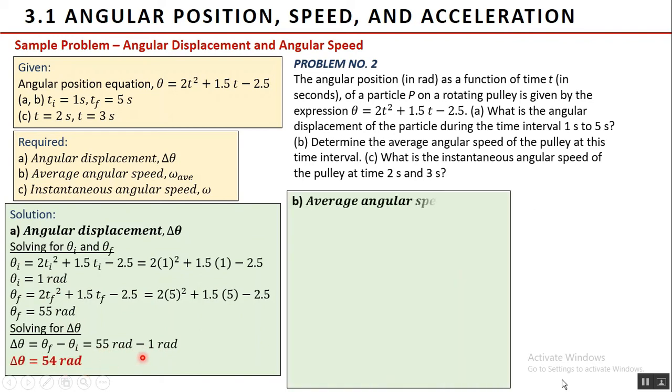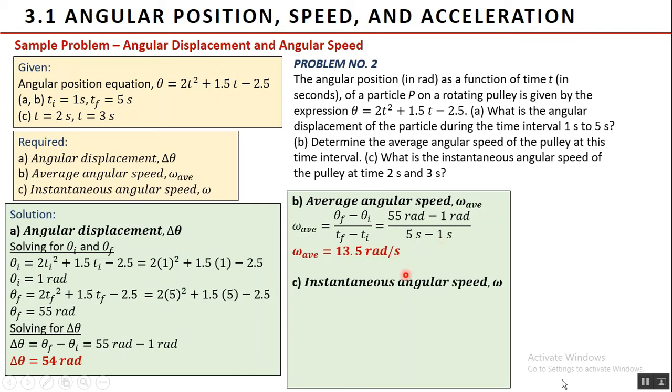Next is letter B, the average angular speed is equal to the angular displacement, 55 minus 2 radians, divided by the time interval, 5 minus 1 second. So the answer is 13.5 radians per second.